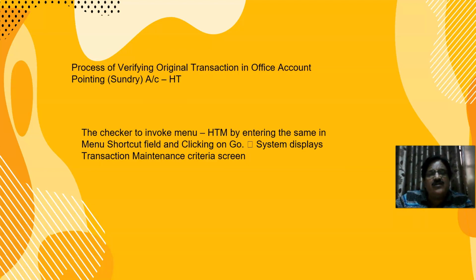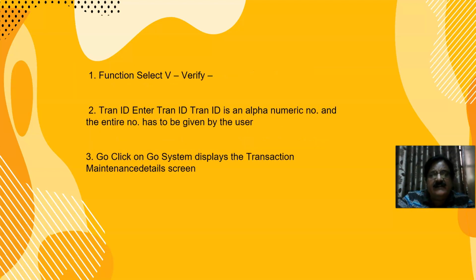Process of verifying the original transaction in office accounts pointing. The checker invokes menu option HTM by entering the same in the menu shortcut field. Click on go. The system displays the transaction maintenance criteria screen, right? Enter the TRAN ID, then we have to verify it. For the verifier, again HTM is the menu option. We will type HTM on the shortcut, click on go or enter. You'll get the screen. Choose the function as we set out, and enter the transaction ID. You'll get all the details. You'll have to check the particulars. Yes, it belongs to so and so customer only, and it will be parked in the sundry account, right?